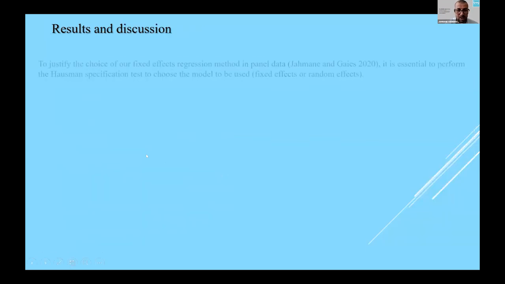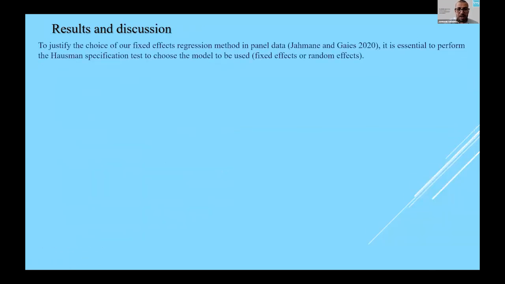We have two models. In this research, to justify the choice of our fixed effect regression model in panel data, it is essential to perform the Hausman specification test to choose the model, because we have the fixed effect and the random effect. We must see the result of the Hausman specification test to justify our regression model, whether it will be a fixed effect or random effect.